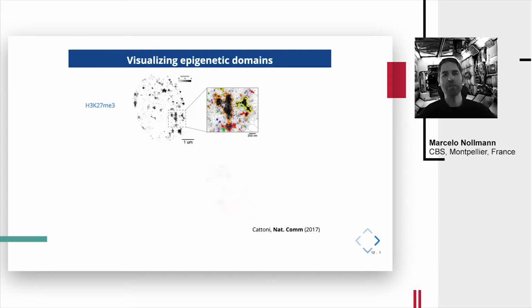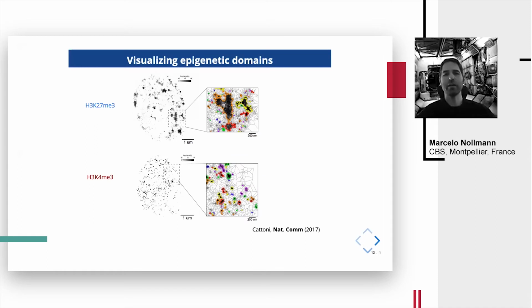Of course, we can do a similar experiment by labeling active marks. This is H3K4 methylation 3. You can still see domains. What you see as a main difference is that the active marks tend to be much smaller than the repressive marks. And this makes sense if you know that most of the time repressive marks tend to be much larger, genomically speaking, than active marks. So this first development allows us to have spatial resolution in single cells.